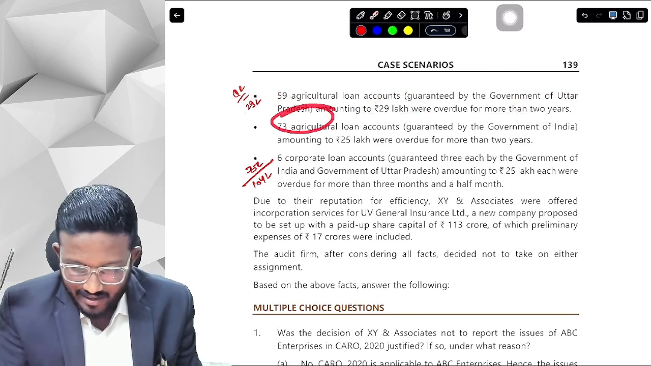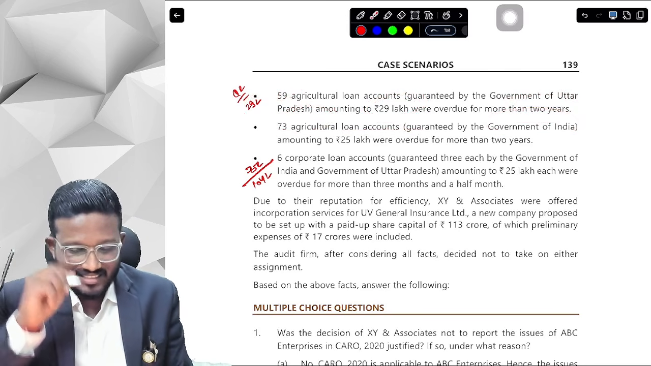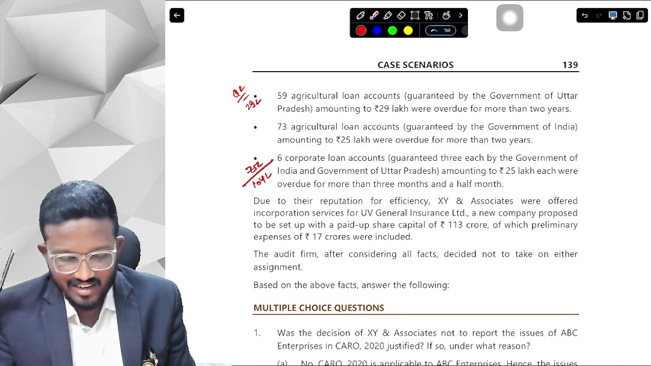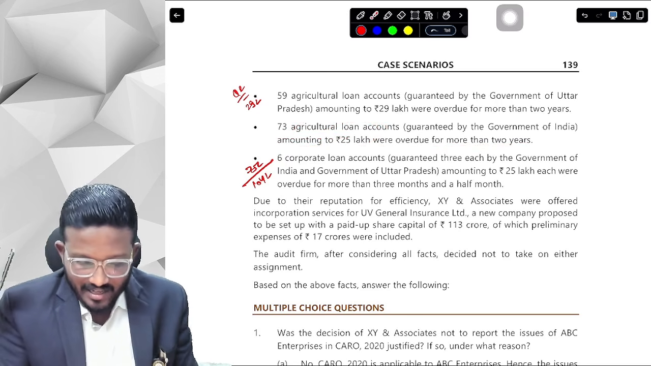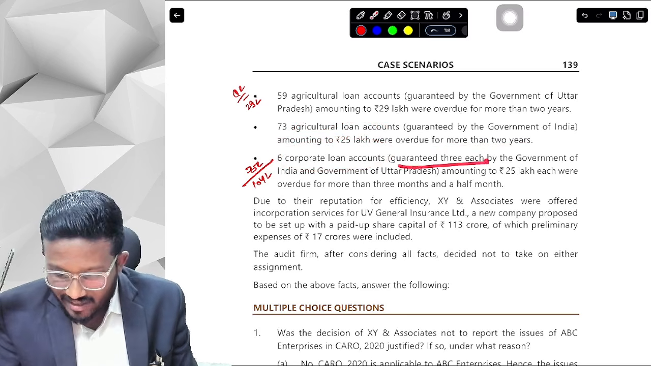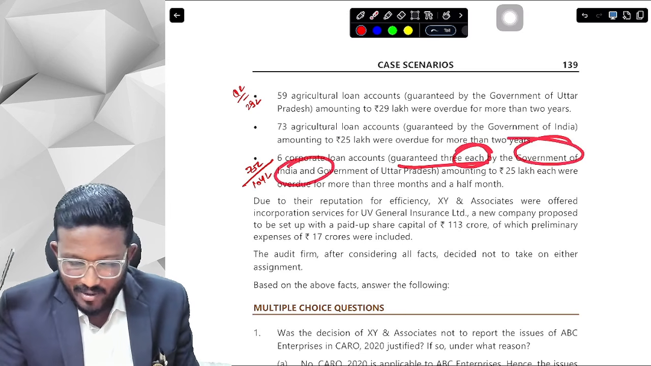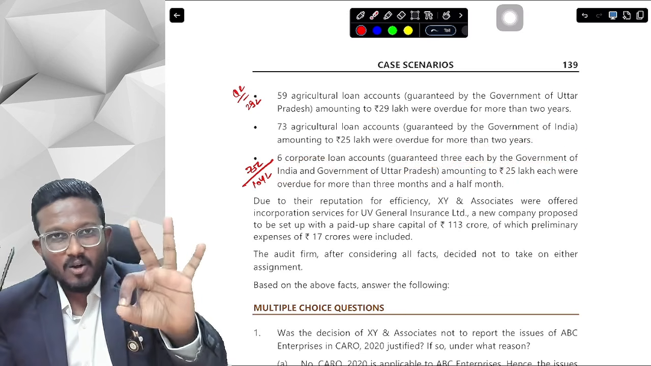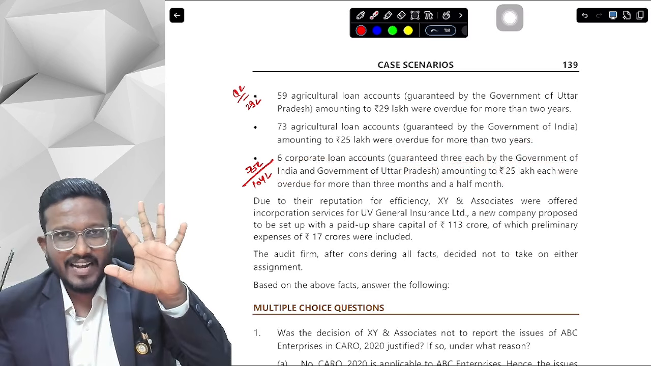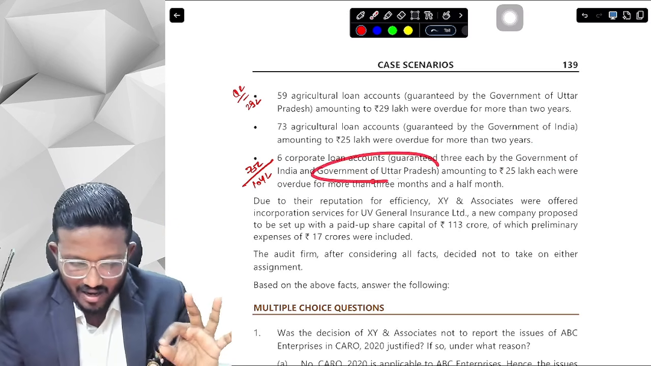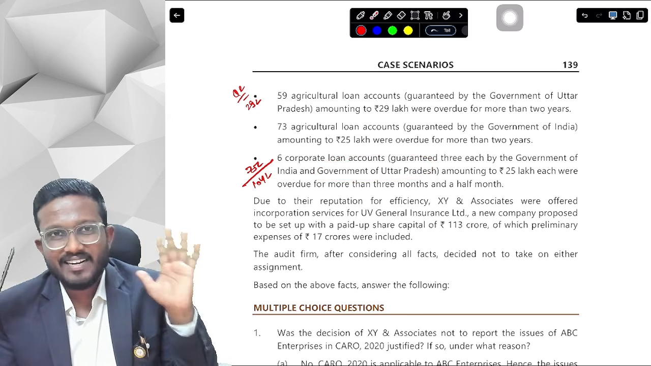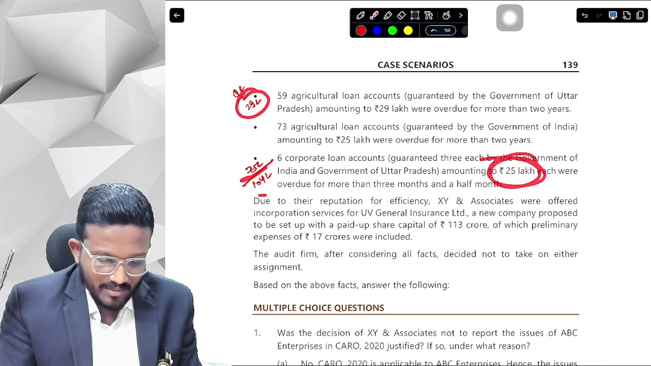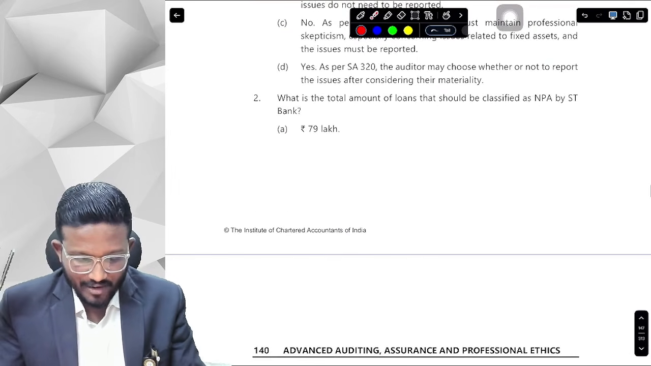Second, 73 agricultural loans guaranteed by the government of India, which means the central government, of 25 lakh, overdue for more than 2 years. Can it be considered NPA? No sir, it will not be considered NPA. Next, there are 6 corporate loan accounts guaranteed, 3 each by the government of India and the government of Uttar Pradesh, amounting to 25 lakh each. So 3 corporate accounts will be classified as NPA since they were guaranteed by the state government, and central government guaranteed advances will not be classified as NPA. So 3 into 25 will be 75 lakh. 75 plus 29 will be 104 lakh. So 104 lakh will be your NPA.